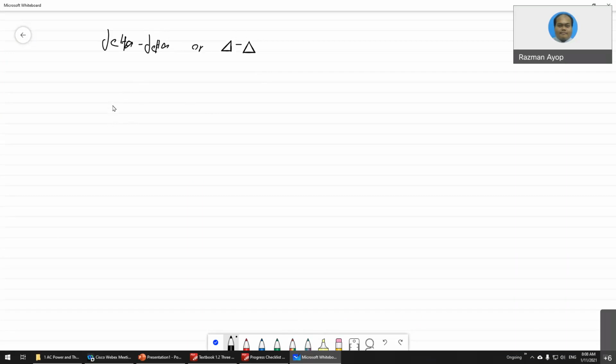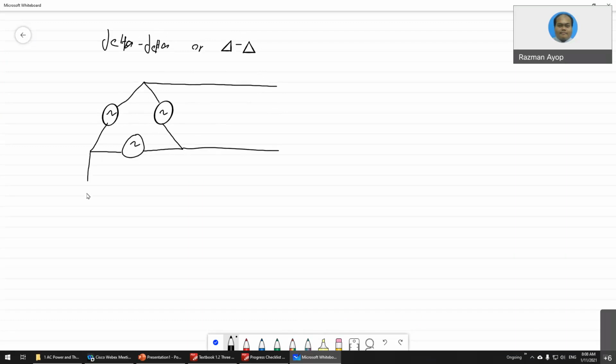First you have to do the power supply, and then do the triangle, and then do the line, and then do the load. Always use a triangle, something like this, for delta.